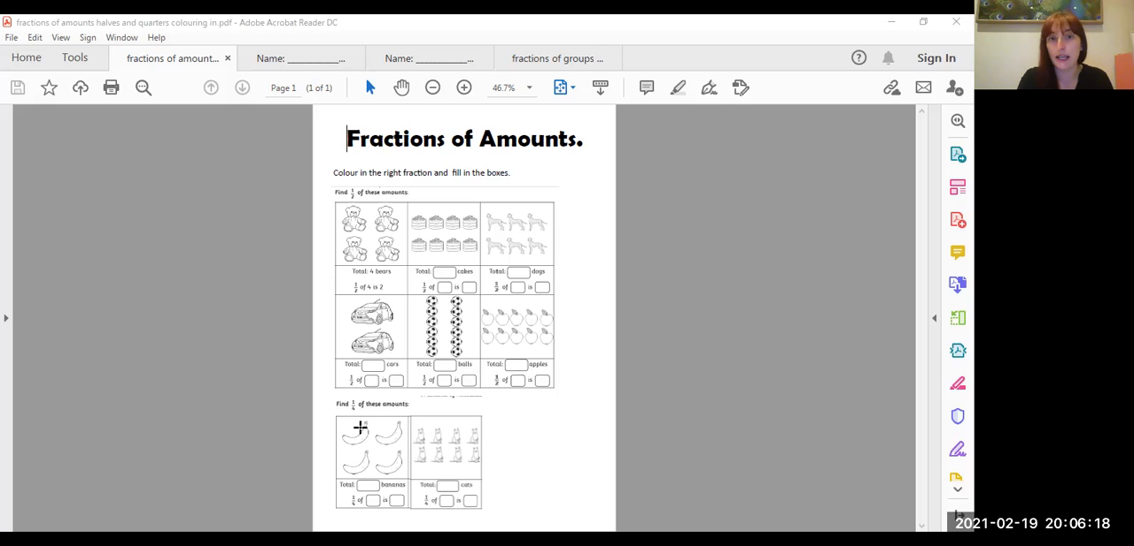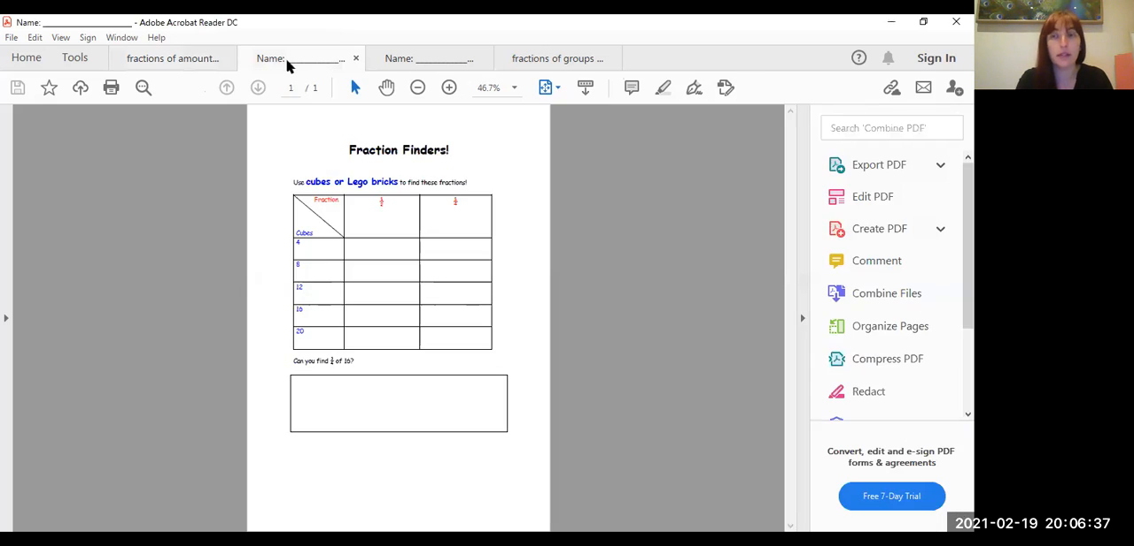You could draw some lines there to help you cut the box into quarters. Again, do the same here. Make sure that each quarter has the same number in, that they're equal, okay? Otherwise, it's not a proper fraction, okay? And then you can have a little go at filling in the missing boxes. That's the easier sheet.